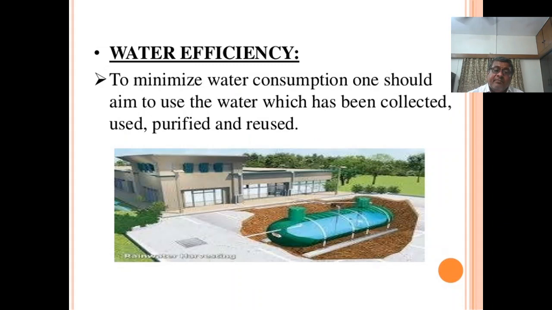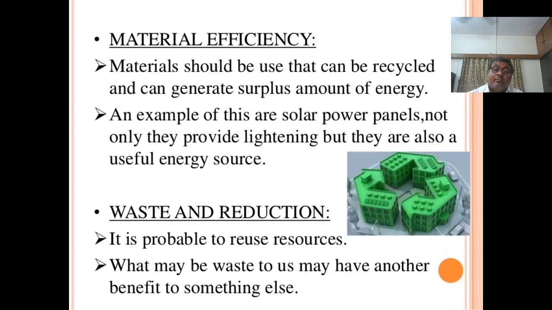Water efficiency. To minimize water consumption, one should aim to use the water which has been collected, used, purified and reused. Material efficiency. Material should be used that can be recycled and can generate surplus amount of energy. An example of this are solar power panels. Not only do they provide lighting, but they are also a useful energy source.